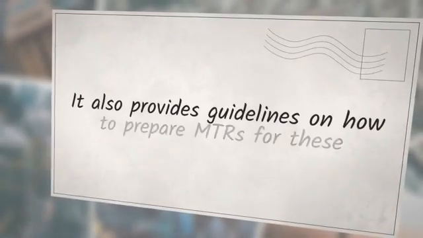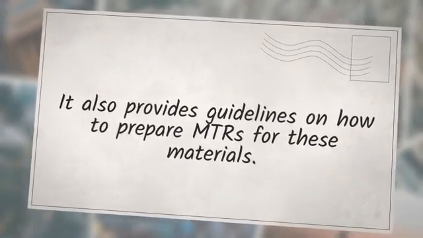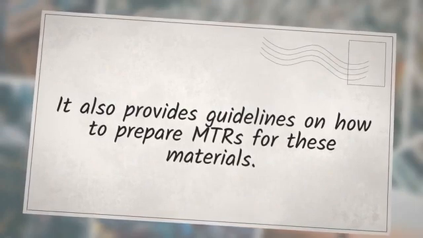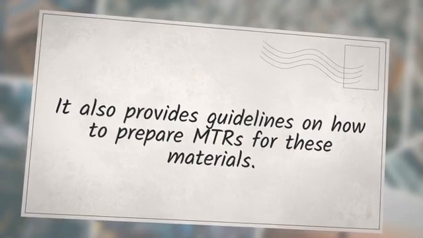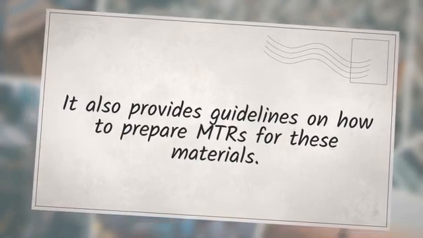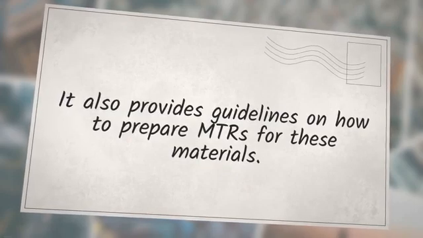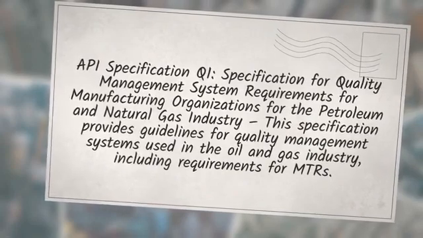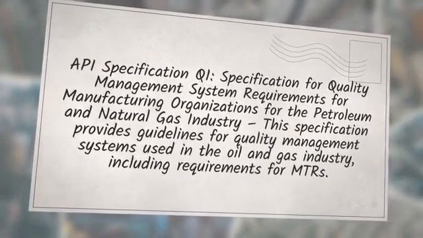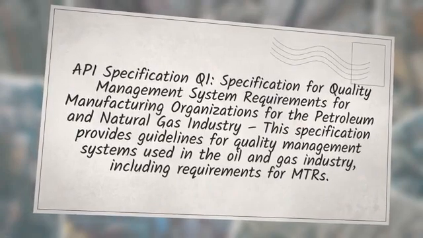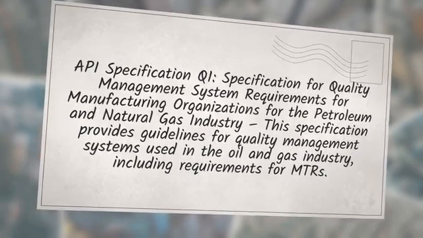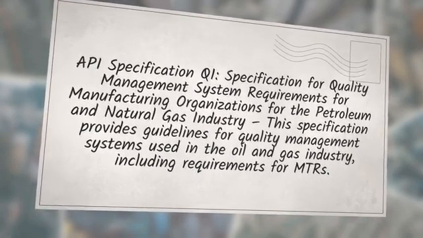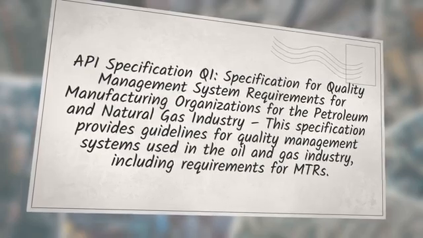ASME Section II, Part B, Non-Ferrous Material Specifications. This code provides specifications for various types of non-ferrous materials used in pressure vessels, boilers, and other applications. It also provides guidelines on how to prepare MTRs for these materials. API Specification Q1, Specification for Quality Management System Requirements for Manufacturing Organizations for the Petroleum and Natural Gas Industry. This specification provides guidelines for quality management systems used in the oil and gas industry, including requirements for MTRs.